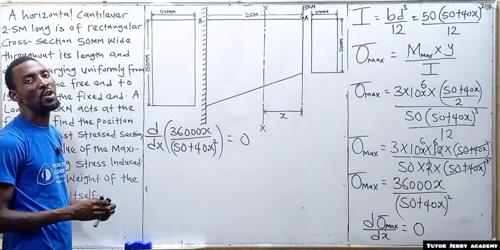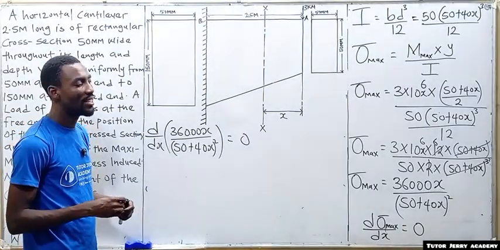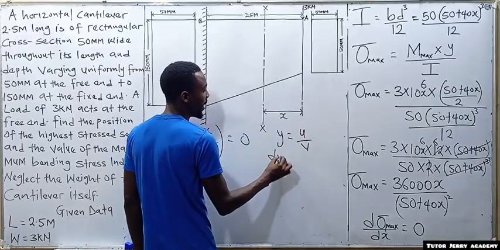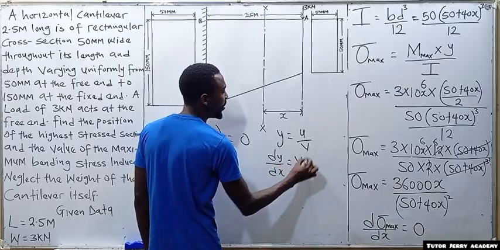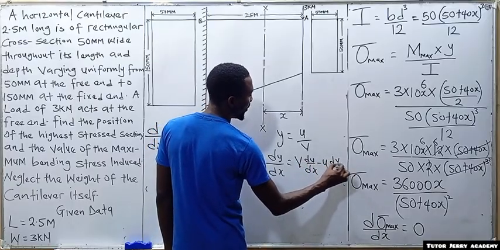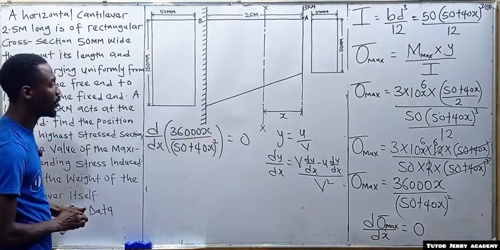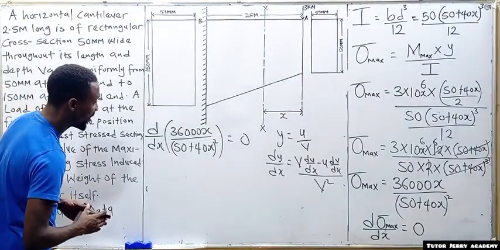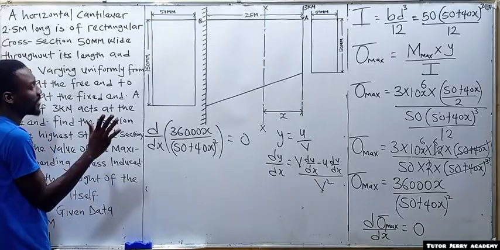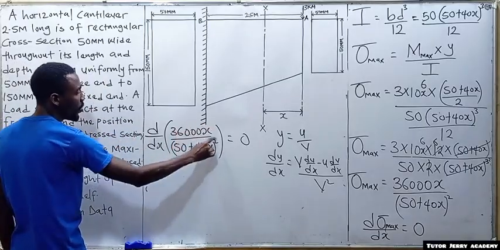So for us to differentiate this, we are going to be using our quotient rule, right? That is, if we have y equals u over v, dy all over ds will be equals to v du ds minus u dv ds all over v squared, right? So that's what we are going to do, and you don't need to stress yourself doing this. All right, so let's do it one after the other. So this one is our u, this one is our v, right? So let's follow the formula.